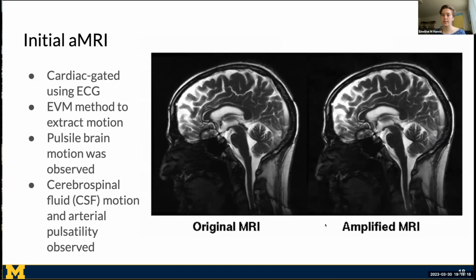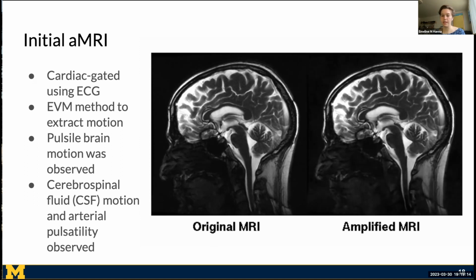So this was the initial proposal of amplified MRI. It's using this cardiac gated method using MECG, and then it has the EVM method to extract motion. And this was very exciting because you can see this pulsatile motion in the brain and in other areas, and you can also see the cerebrospinal fluid motion here. So it was proposed that you could look at vasculature throughout the brain. And another exciting thing was that the movement agreed with other literature about how they thought structures would move.